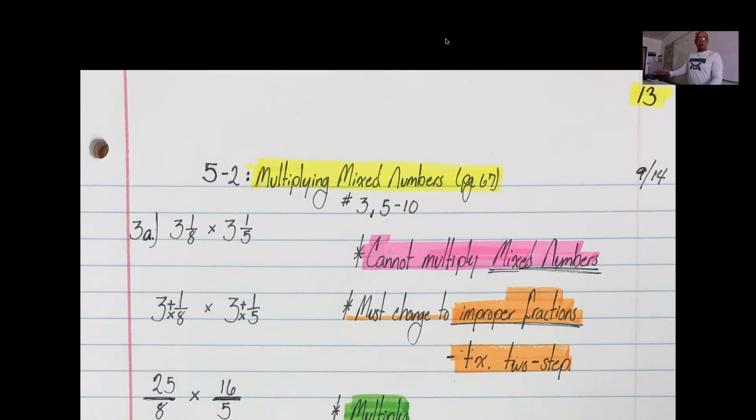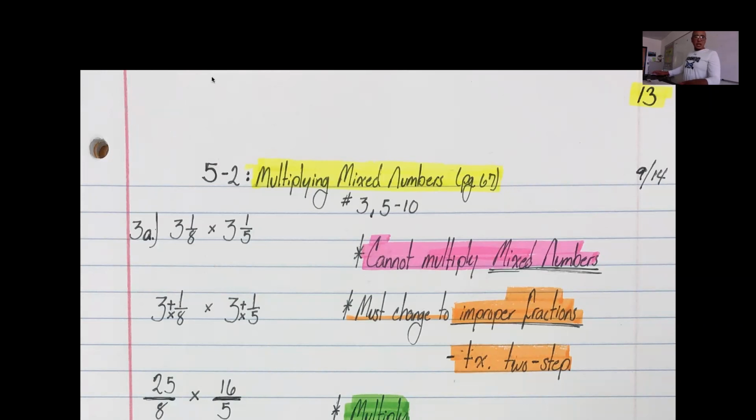Really quickly, a mixed number, ladies and gentlemen, is a number that is mixing a whole number and a proper fraction, just like we have here in example 3a. 3 1/8, we have a whole number and a proper fraction. That is a mixed number. I am mixing the two together.